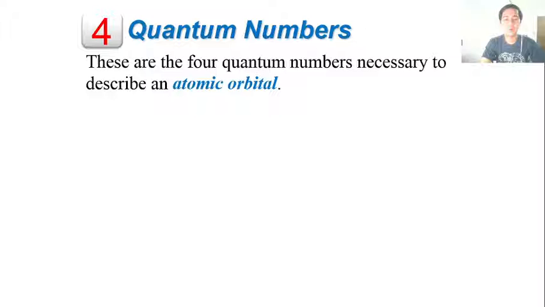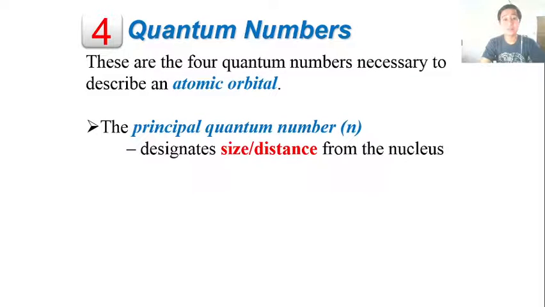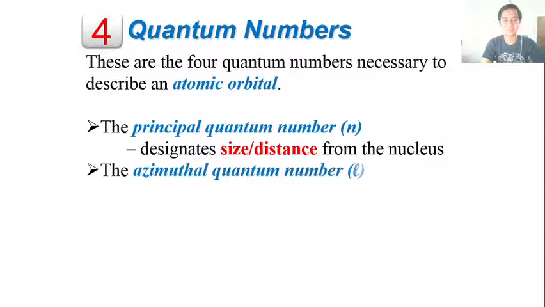So what does each of these quantum numbers speak about? How does each of these quantum numbers explain the existence of electrons in the orbital? When you say principal quantum number, it is represented by a small letter n, and it represents the size of the atomic orbital, or the distance of the electrons from the nucleus.